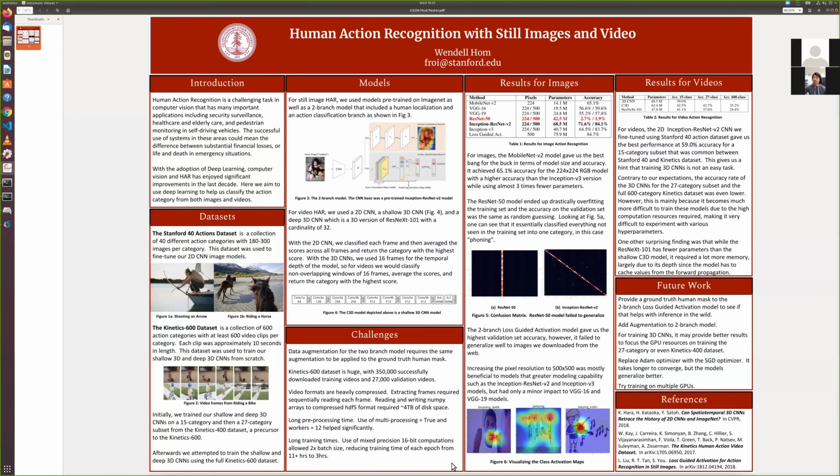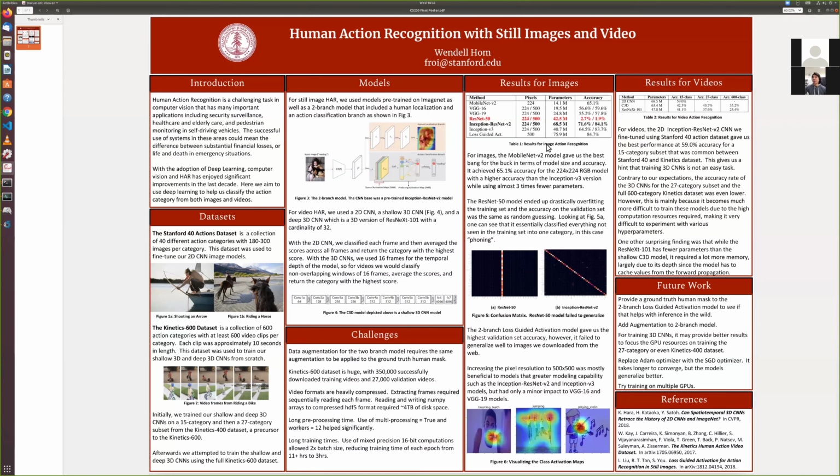So for the results, for image results, here on the left you see a number of different models or architectures I tested. I tried both 224 by 224 input images as well as 500 by 500 images for most of the models. The ResNet 50 model performed the worst and amounted to pretty much random guessing. As you can see in the confusion matrix here, for everything that was not in the training set, it just picked one category.